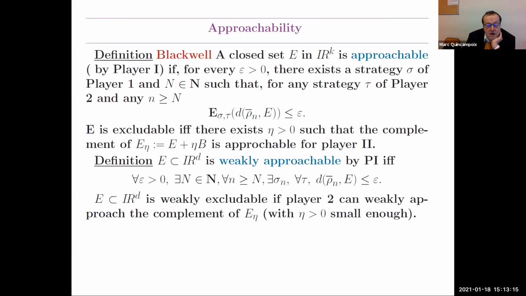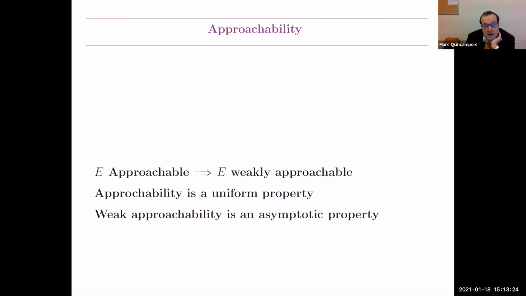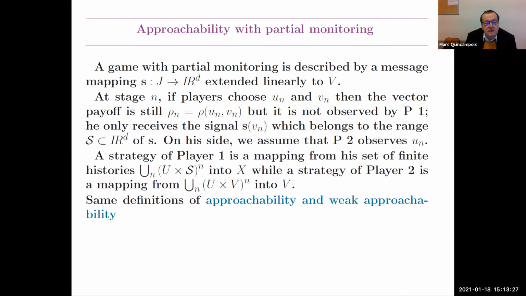Okay. So we have these two notions, and they are defined with approachability with full monitoring. Full monitoring means that the two players observe the action of the other player. I will generalize it a little by defining the approachability with partial monitoring. So the game with partial monitoring I will consider is of a special form. It is described by a message, a map from the actions G of the second player to R^D, some finite dimensional space, which could be extended linearly to V, of course.